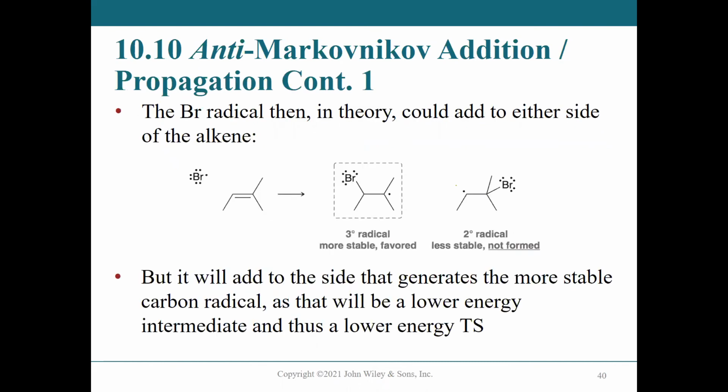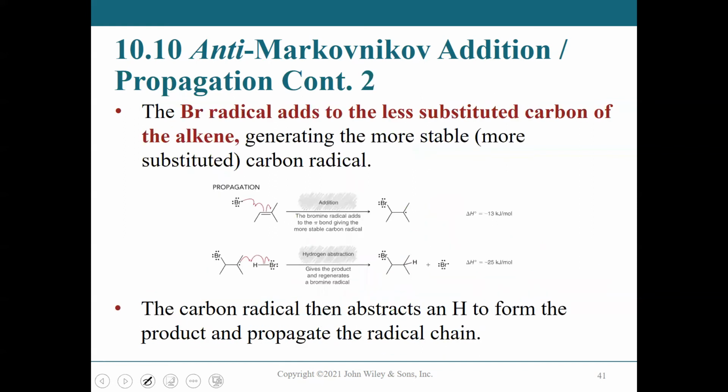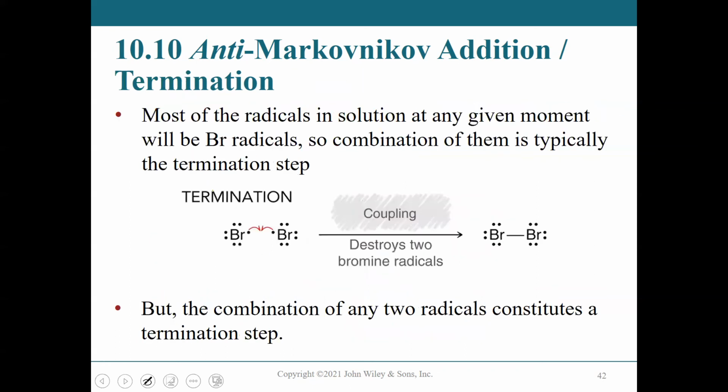Okay, so here the bromine radical in theory could add to either side of the alkene, right? So it can add to this alkene or to this alkene. But if it adds to this alkene, it produces the tertiary radical. If it adds to this alkene, it will form a secondary radical. So that's why it prefers to add to form the tertiary radical, which is more stable. It will add to the side that generates a more stable carbon radical, so it will be lower energy with a lower transition state. So the H will form. That's the other propagation step, and then it will go back to the chain reaction.